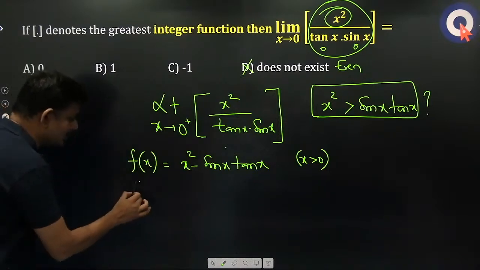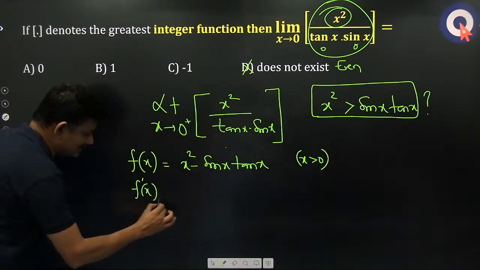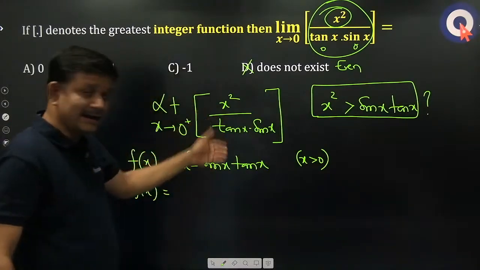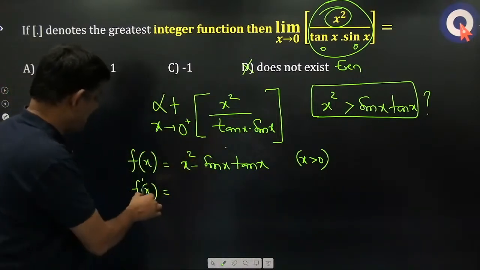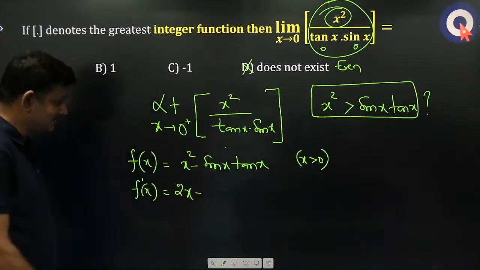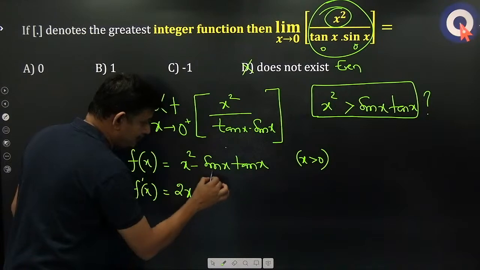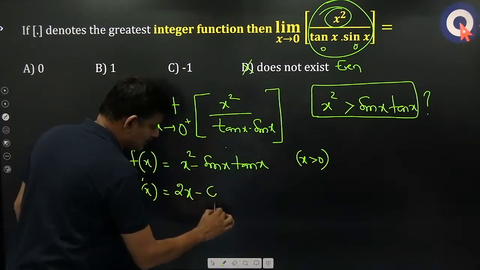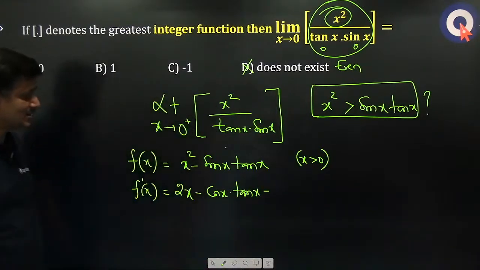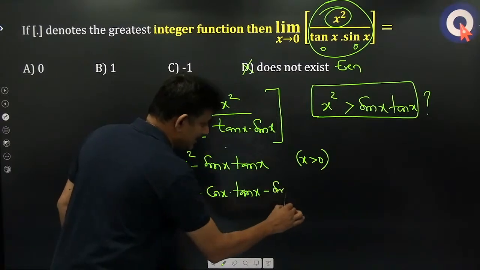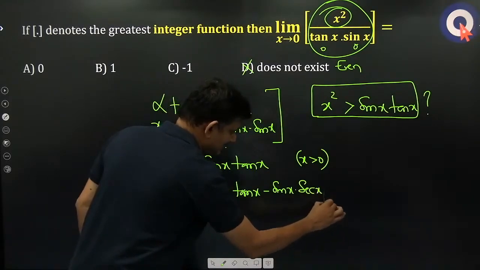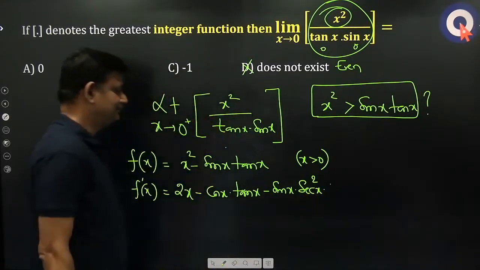So, how to understand monotonicity? Find out f dash x. I will come to the simplest of all the solutions, but after analyzing in various different ways. f dash x, what will it be? 2x minus, what is the derivative of this? Sin x derivative is cos x into tan x, minus sin x into the derivative of tan x, which is secant square x. So, secant x, I will keep it here, secant square x.